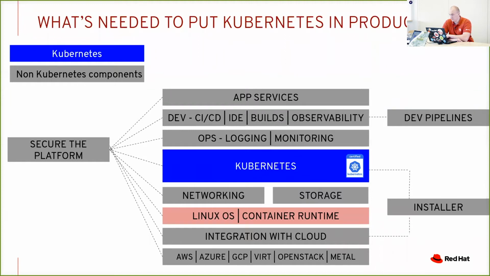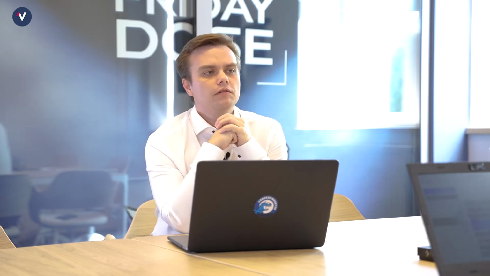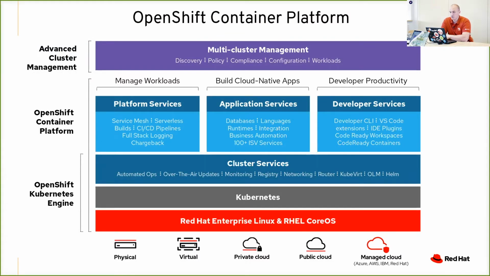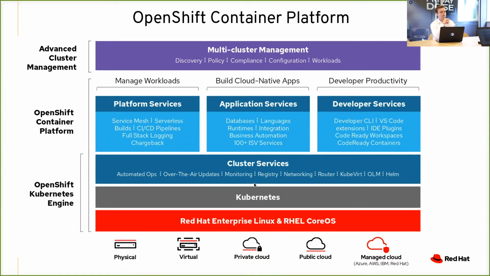Okay, so I understand that Kubernetes is the core of the solution. But what is actually delivered with OpenShift on top of a regular Kubernetes installation? So, if we look at this picture, it can be translated into the OpenShift Container Platform architecture. On the bottom we have the Linux operating system and Kubernetes. Then we have the core infrastructure components which are needed to run Kubernetes.